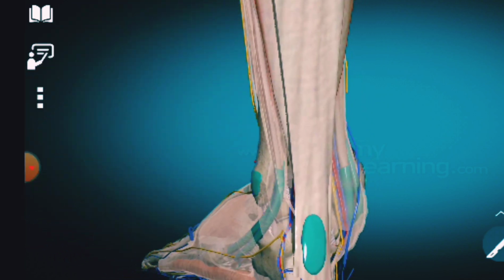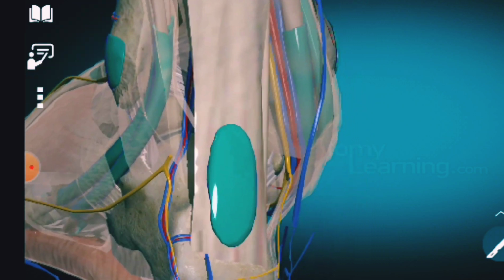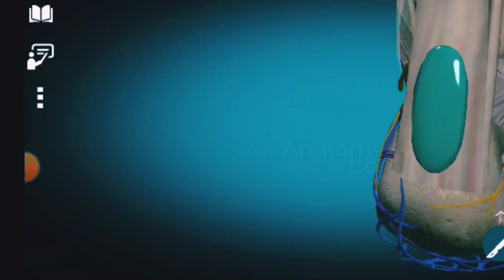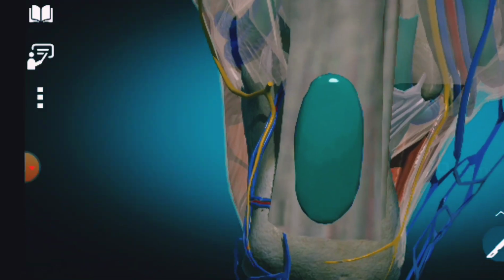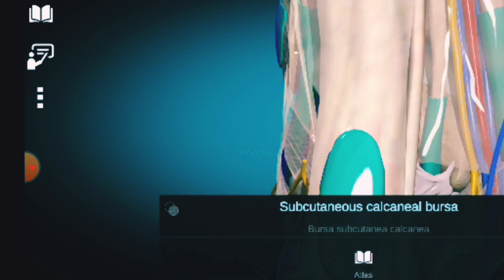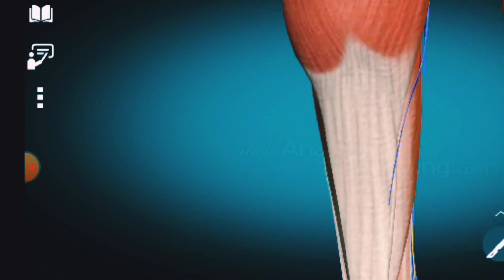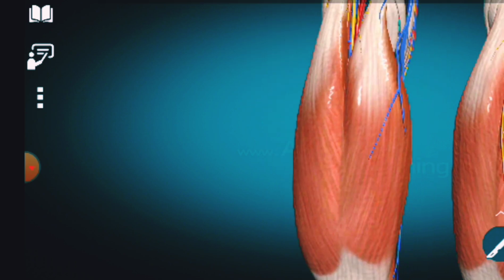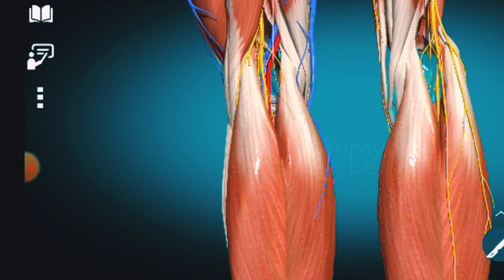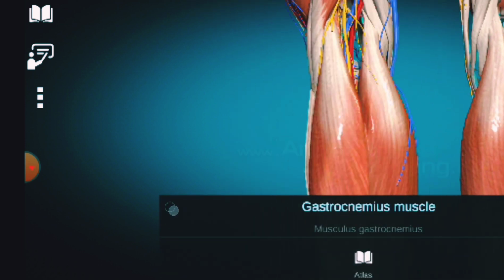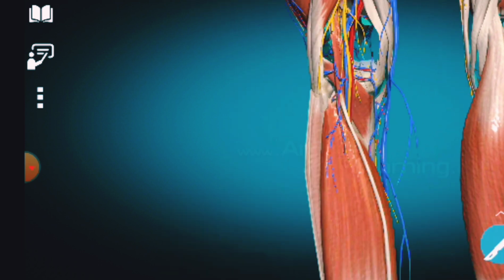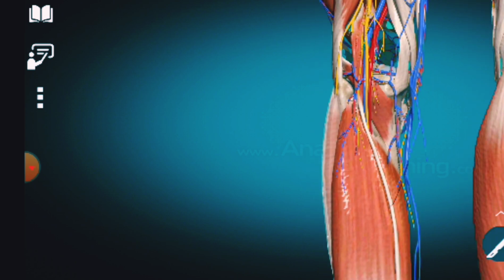That one is the tendon, and this tendon is associated with a bursa. This is the subcutaneous calcaneal bursa. So that's the subcutaneous calcaneal bursa. Then from there, we also have the next muscle running between it. So that's the gastrocnemius. To remove the gastrocnemius, then we have another muscle with us.